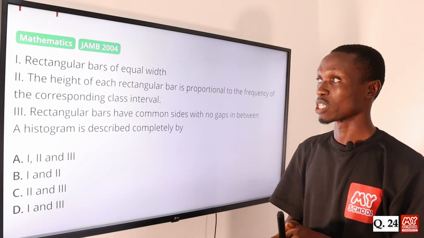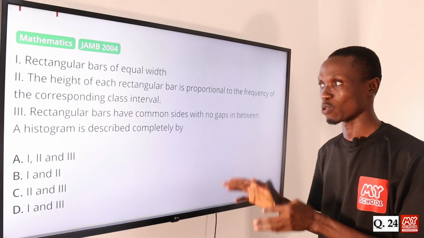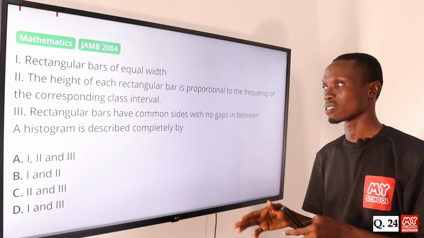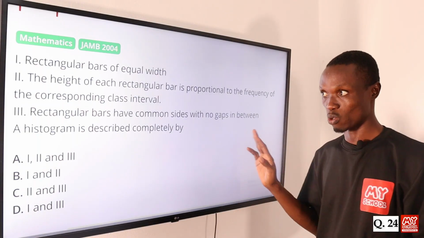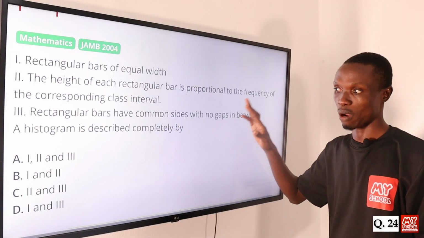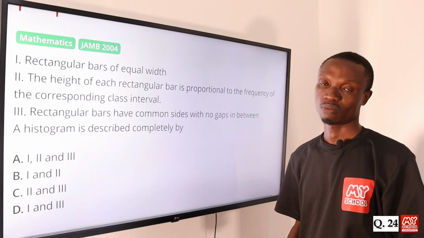A histogram has rectangular bars of equal width, and the height of each rectangular bar is proportional to the corresponding class interval. Then the rectangular bars have common sides with no gap in between them. So everything listed here describes a histogram completely. That makes option A the correct answer to this question.